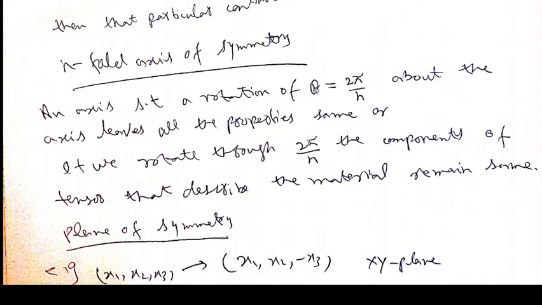Then that axis is called an n-fold axis of symmetry, and the angle of rotation must be 2 pi by n. It means that you can have 1-fold, 2-fold, 3-fold. So the angle will change with this n: 2 pi by 1, 2 pi by 2, 2 pi by 3. And that axis is called the n-fold axis of symmetry. This is the definition of n-fold axis of symmetry.